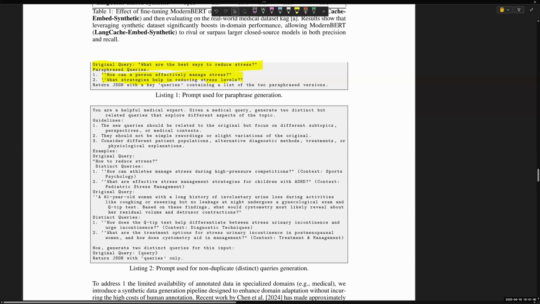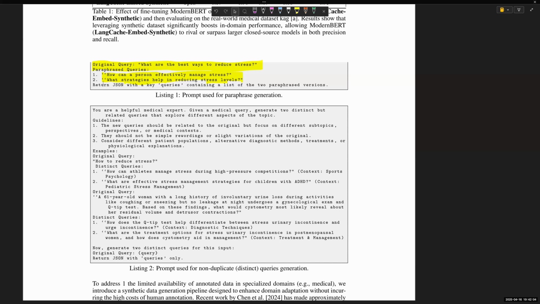These are two distinct. Original query. Another example is: a 61-year-old woman with a long history of involuntary urine loss during activities like coughing or sneezing, but no leakage at night, undergoes a gynecological exam and Q-tip test.